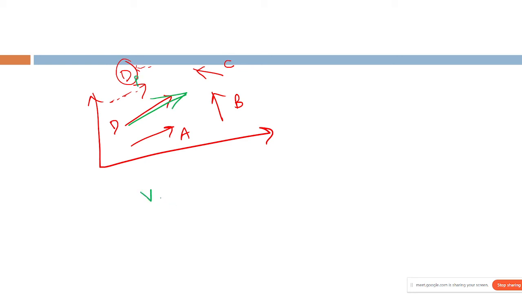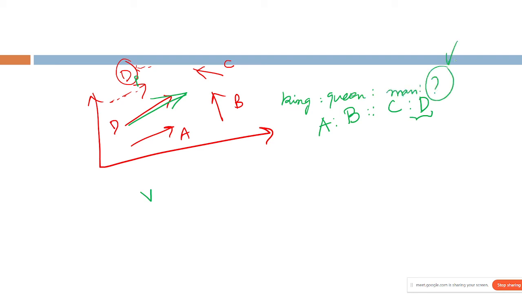So given the relations of this sort, A is to B, and then we are to find the relation with D. So let's say it was like king is to queen. As king is related to queen, so man is related to what? Can you tell me what should come here?